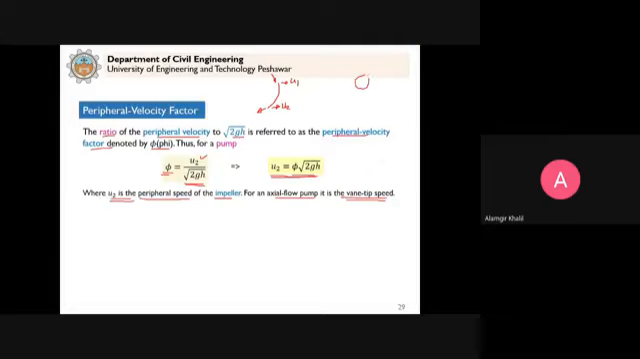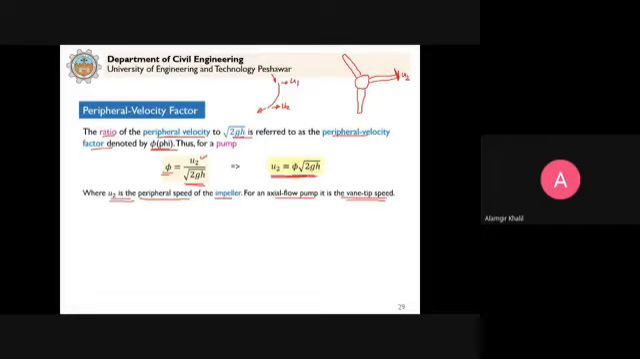Just like you see in the case of a vane, as you see the blades of the vane here, at this tip it will be represented by this U2 at the vane tip. Clear? So this is the velocity that we have to consider. Now what is the use of this peripheral velocity factor? We define it as the ratio of peripheral velocity to under root 2gh. This is the peripheral velocity factor denoted by phi. So from here we can say that U2 is equal to phi into under root 2gh.